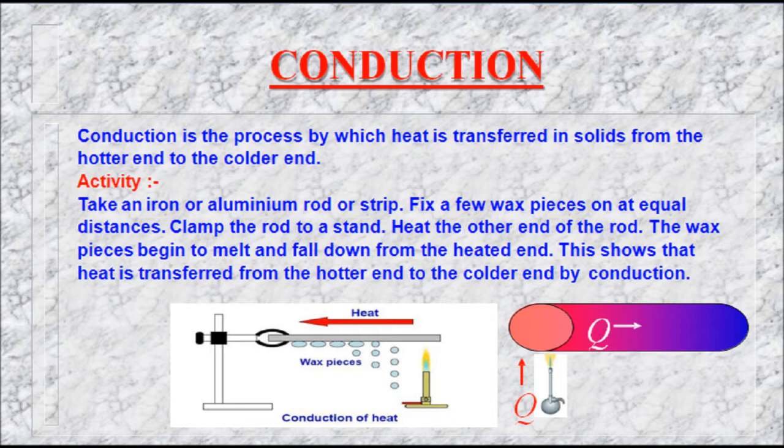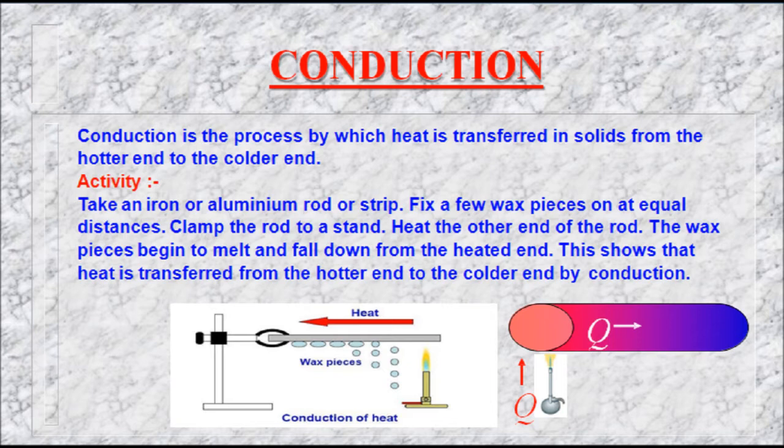Let us see an activity to observe the effect of heat on nails stuck on a metal rod. Take a metal rod and, using wax, stick some nails along the length of the rod at equal distances. Clamp the rod to a stand. Heat the other end of the rod. Observe the order in which the nails fall.